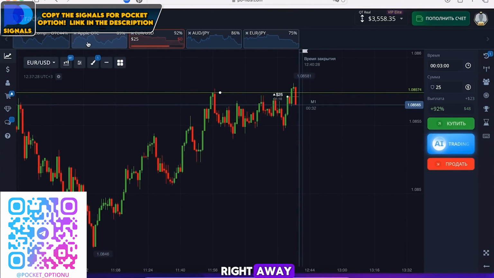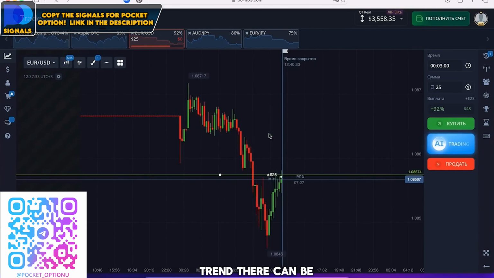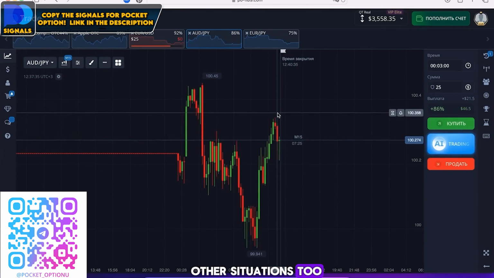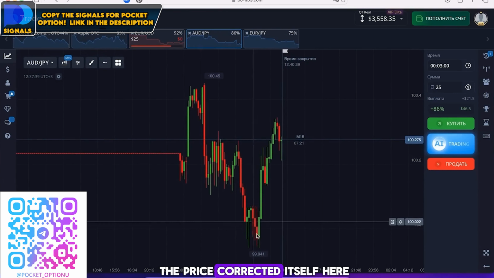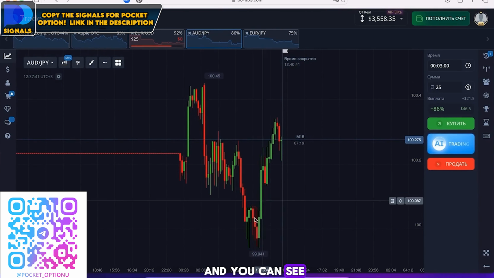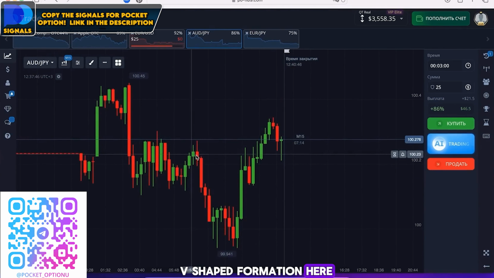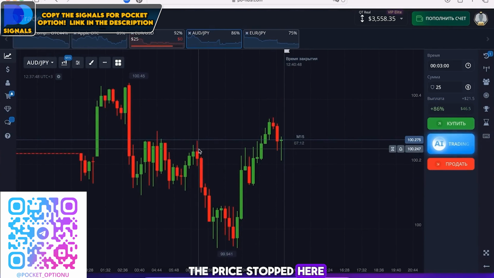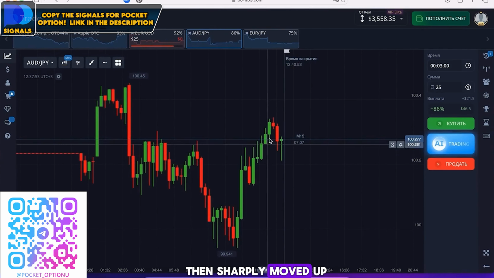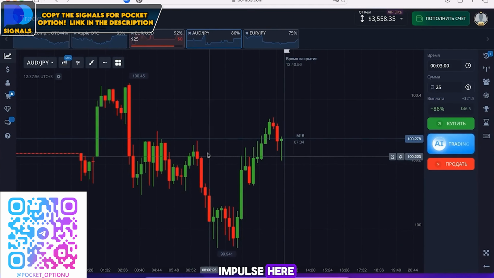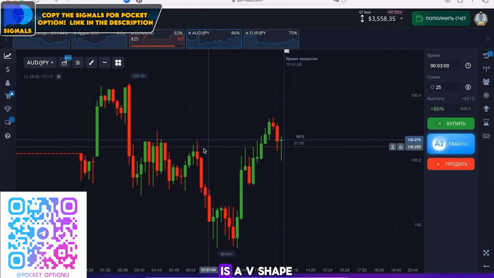I'll just say right away that what I just explained is just one of the moments that can happen in a trend. There can be other situations too, like here, where we had a sharp impulse. The price corrected itself here, and you can see it found its minimum and bounced off of it. So we have a V-shaped formation here. As we can see, the price stopped here, gave a sharp impulse down, held its minimum, and then sharply moved up, also giving itself an impulse here. And so we can say a dimple built, that is a V-shape.